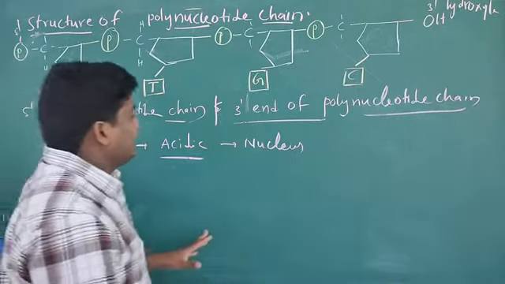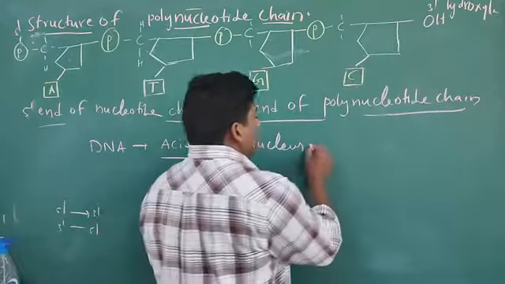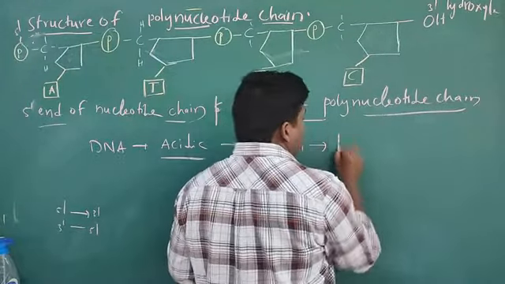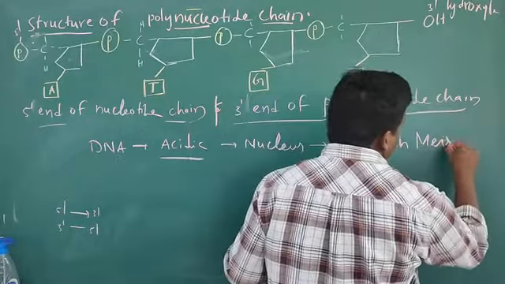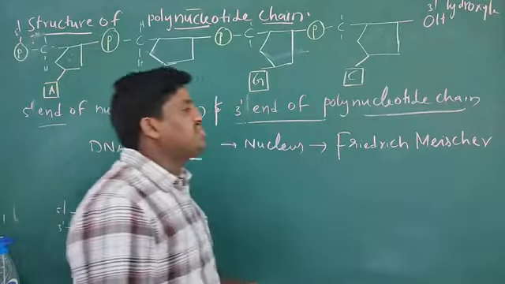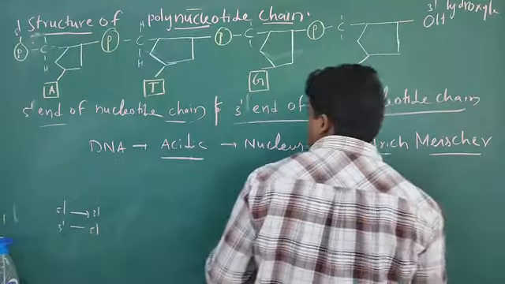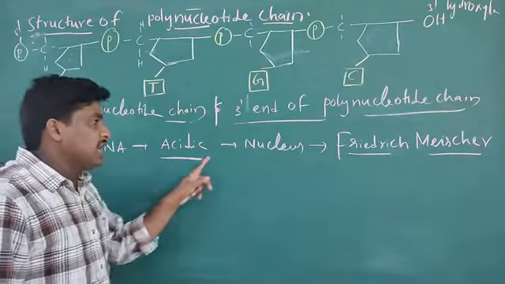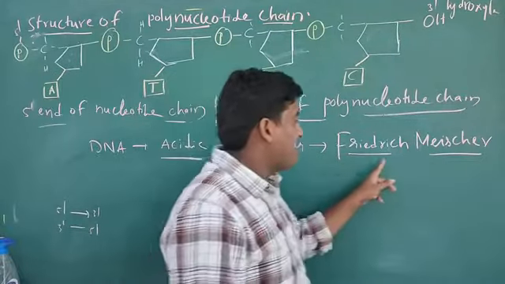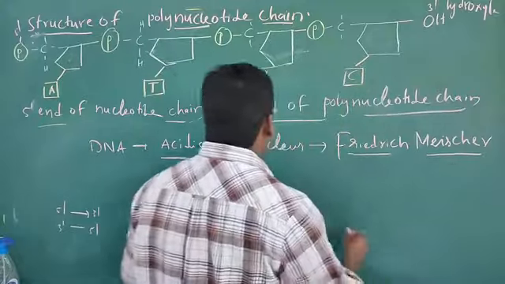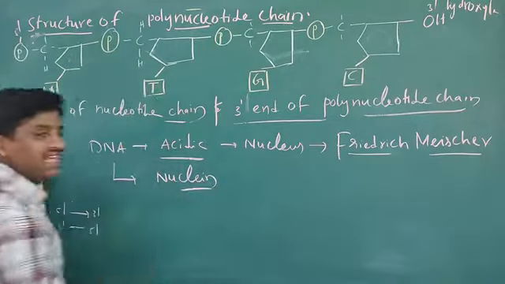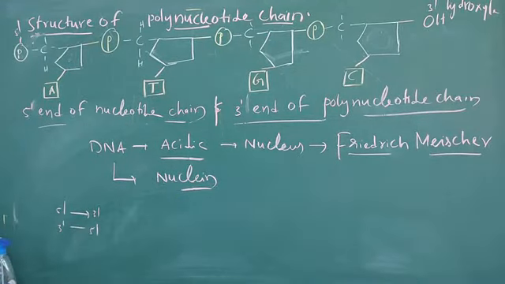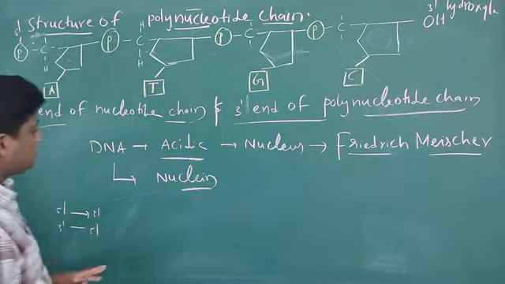This DNA was first identified by the scientist Frederick Miescher, very important. The DNA is an acidic substance present in the nucleus, identified by Frederick Miescher. He named it nuclein.